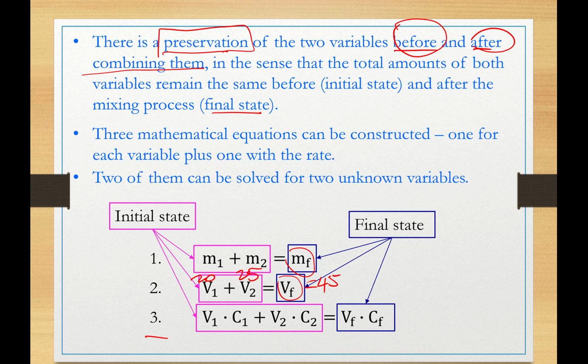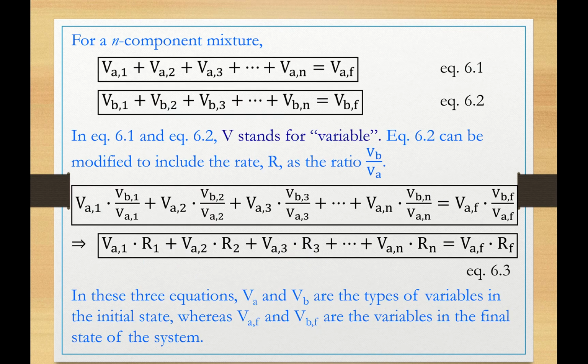Because the rate is coming out of the two variables, in order to determine the relative amounts or the relative values of these variables, we only have to solve 2 out of 3 equations. Let's say equations 1 and 3. So this is the general description of the mixture method for n components.